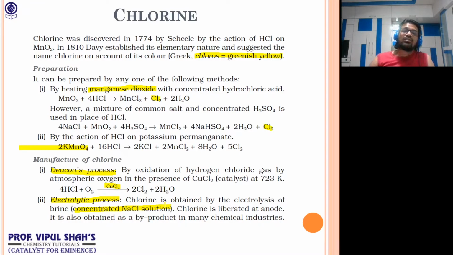Why? The answer is overvoltage. What is overvoltage? To break the OH bond, more energy is required. So compared to the potential which is applied, if more voltage is required, that's called overvoltage. So OH ions stay in the solution in spite of having higher oxidation potential. Chloride ions will get oxidized and chlorine gas is liberated.